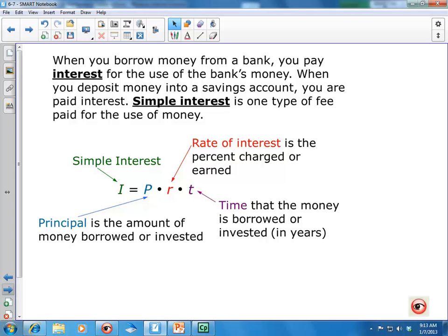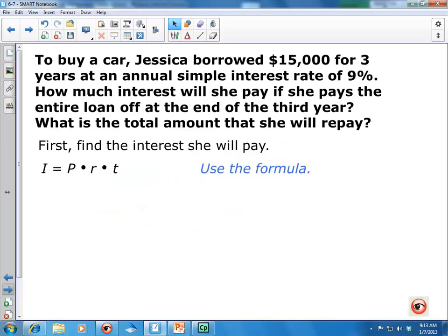So you'd have to have a huge amount of money to actually make any money on that. So simple interest is one type of fee paid for the use of the money. And here it gives us a diagram of our formula, I equals PRT, and tells us, again, what each of these equals. Now remember, your R is usually going to be a percent. Whenever we multiply times a percent, remember we have to change it to a decimal first. All right, let's take a look at our first actual example.